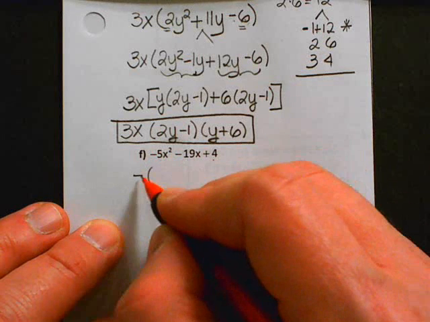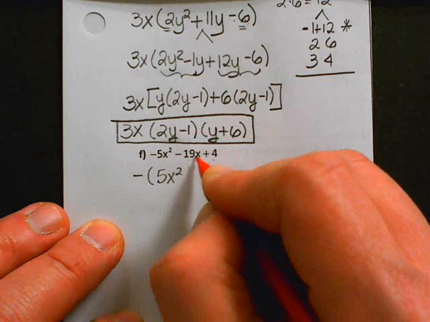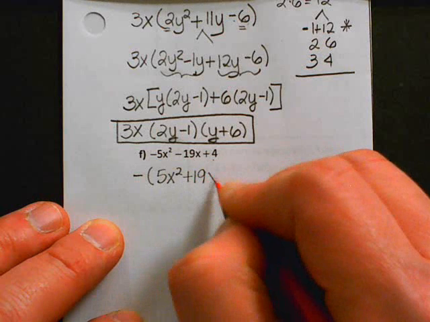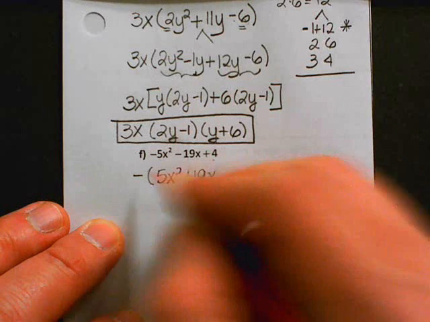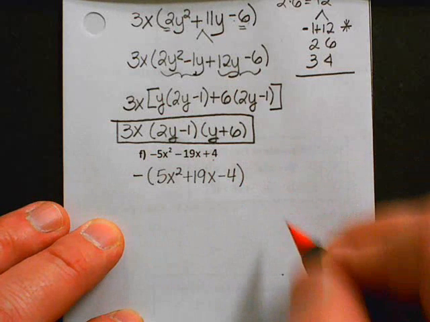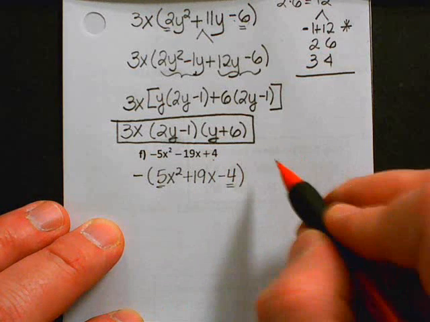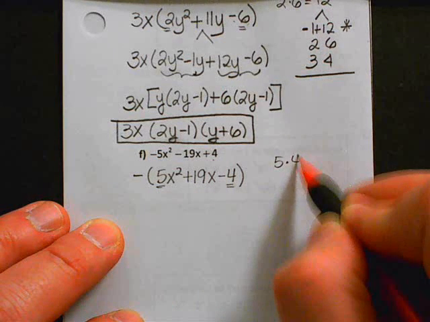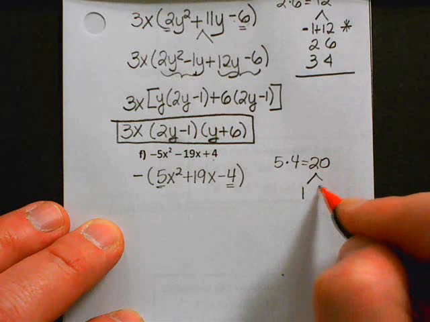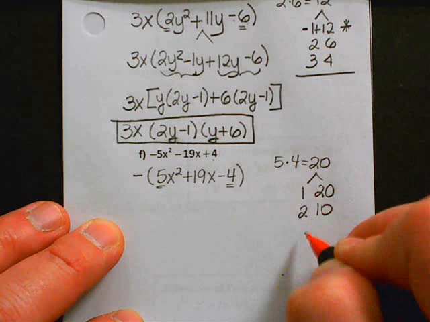So negative 5x squared divided by negative is 5x squared. Negative 19x divided by negative is positive 19x. And positive 4 divided by negative is negative 4. Alright, now inside the parentheses, we're going to factor the trinomial. 5 times 4 is 20. Numbers that give me 20 are 1 and 20. 2 and 10.